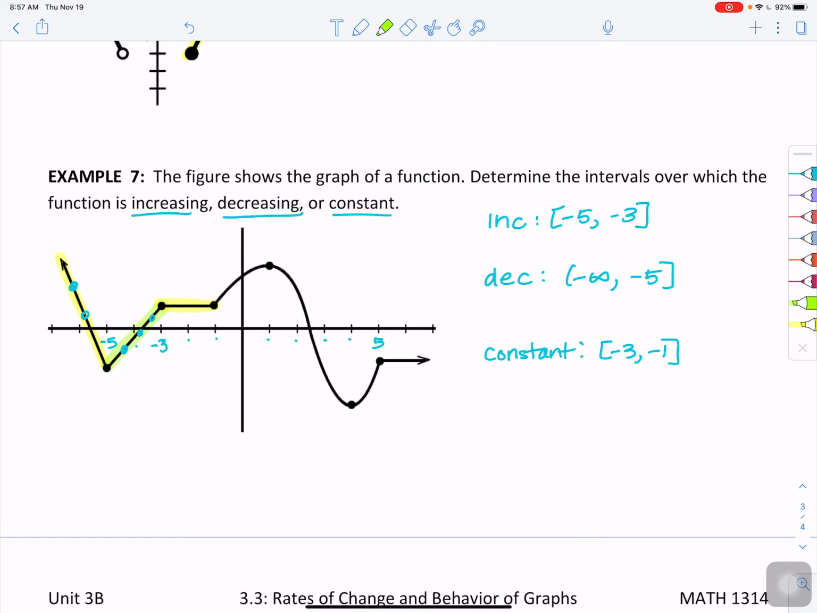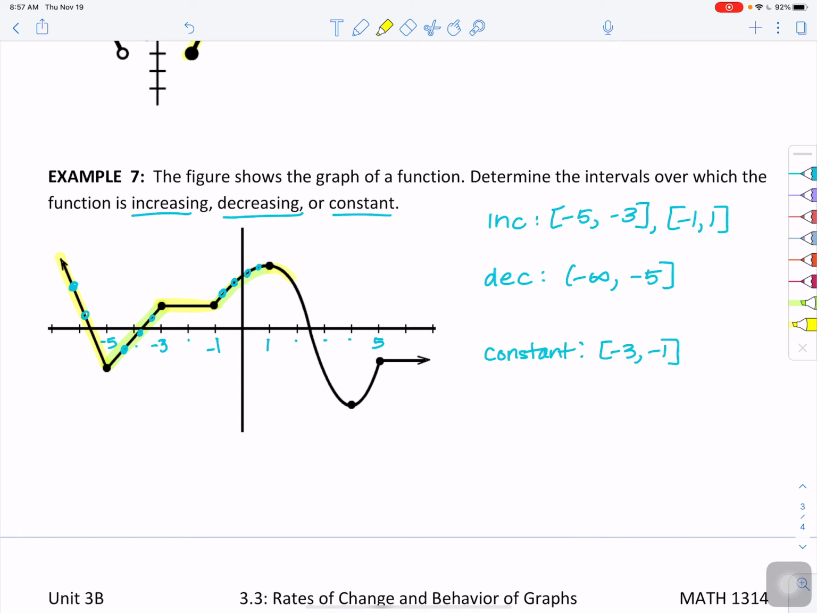Okay, let's look at this next part. The y values here are getting larger. So that's from -1 to +1, increasing. So I'm just going to use a comma here and just put -1 to 1.